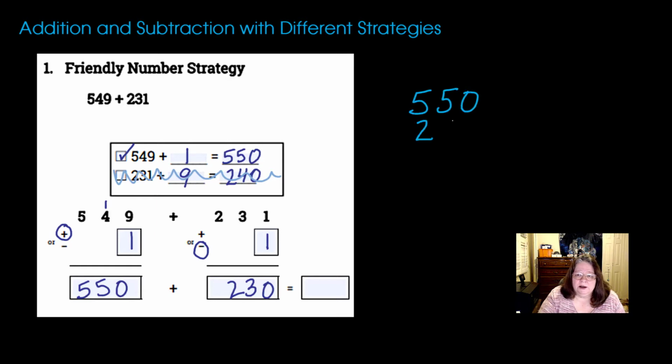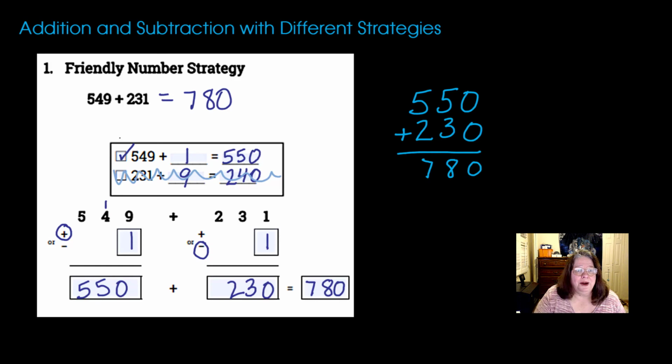I have 550 plus 230, 0 in the ones column, 5 and 3 in the tens column. 5 plus 3 is 8. And 500 plus 200 is 700. So our answer is 780. And I think that is a good strategy to use because that is a lot easier to add than 549 and 231. Hope this was helpful.